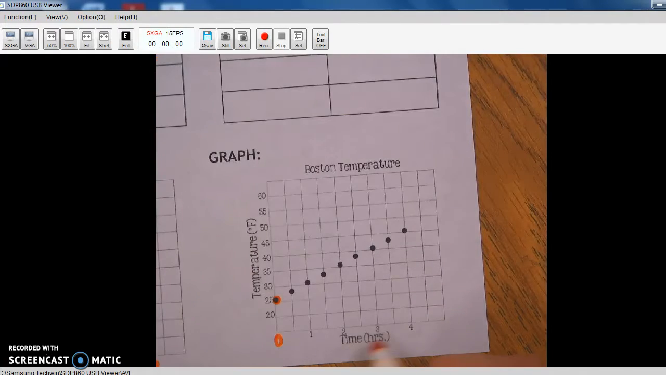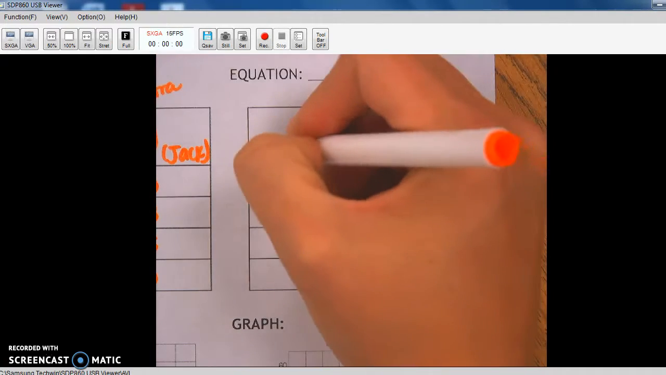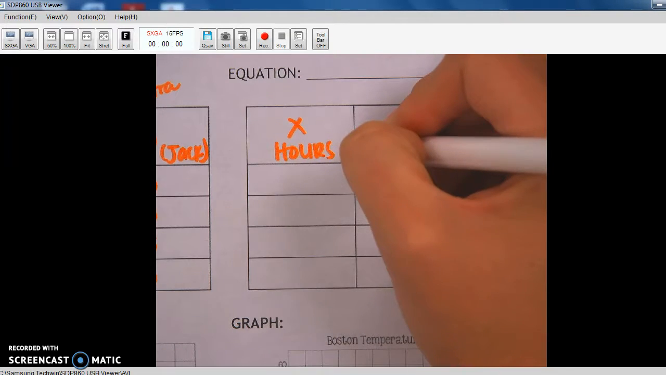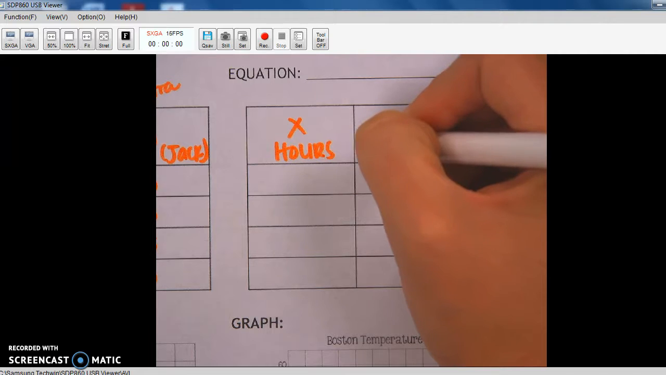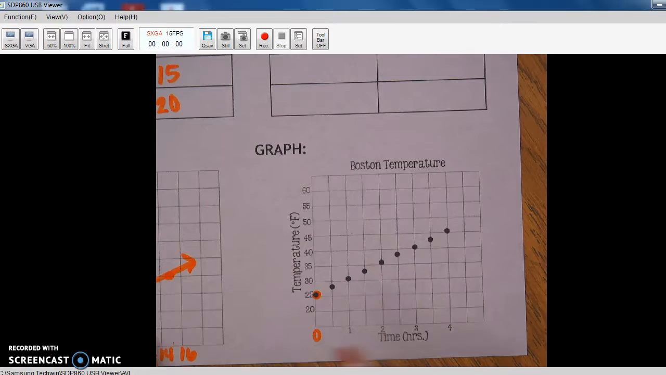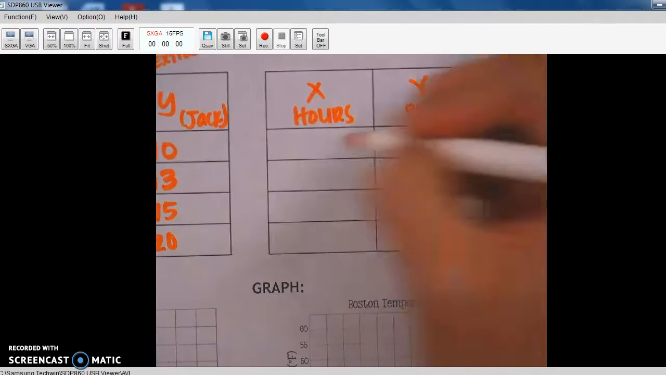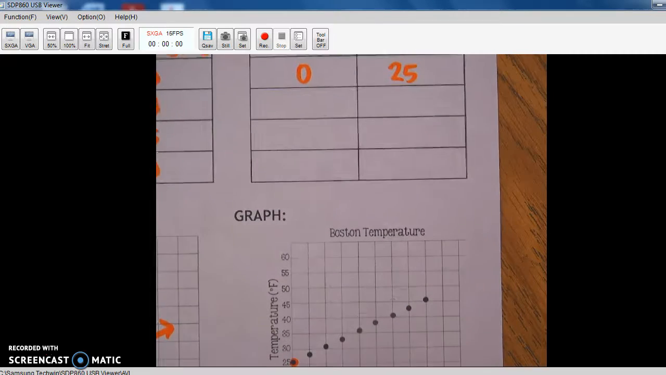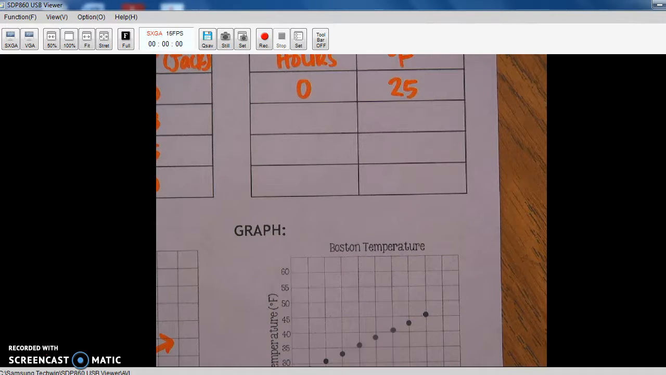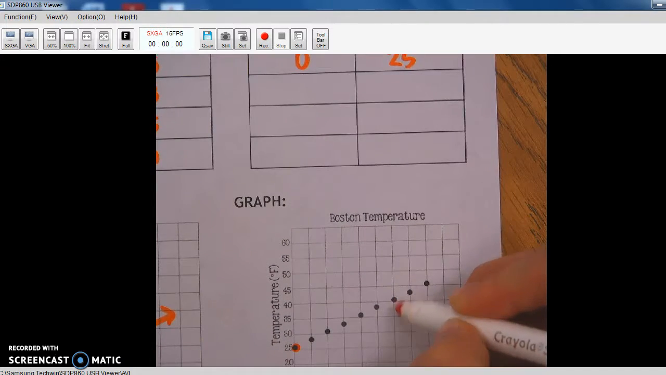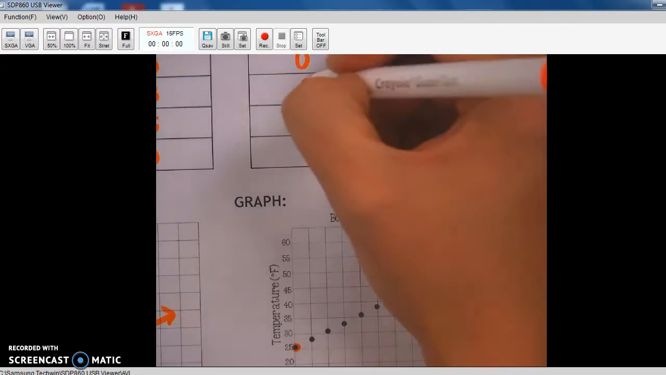I know my x-axis is hours, and I know my y-axis is temperature. I'm just going to put degrees Fahrenheit. So I already know from the graph at 0 hours, it was 25 degrees Fahrenheit. Let's pick a couple of other points. Probably the closest one would be 3. At 3 hours, it was 40 degrees.